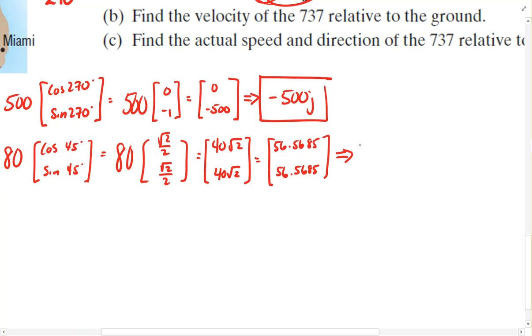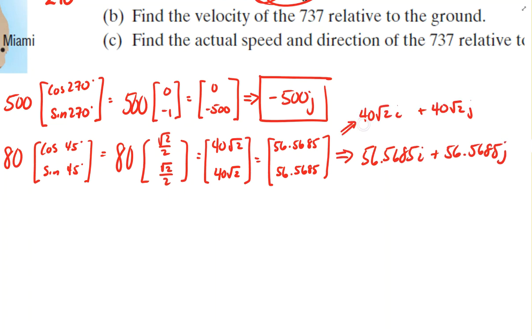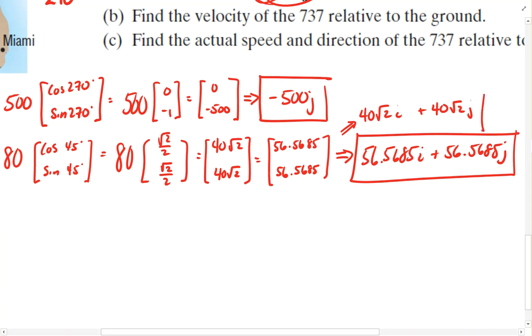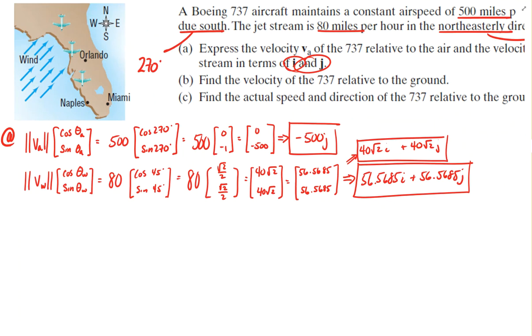So if we were going to report this one in ij notation as requested, we would say 56.5685i plus 56.5685j, or as a precise solution without decimals, 40 root 2i plus 40 root 2j. So depending on what the instructions are asking for, we would provide either of those. I'm okay with either if you complete this work on paper for me on a test or a quiz, as long as you show your work along the way.